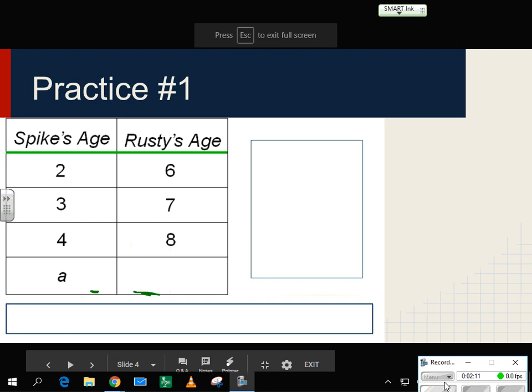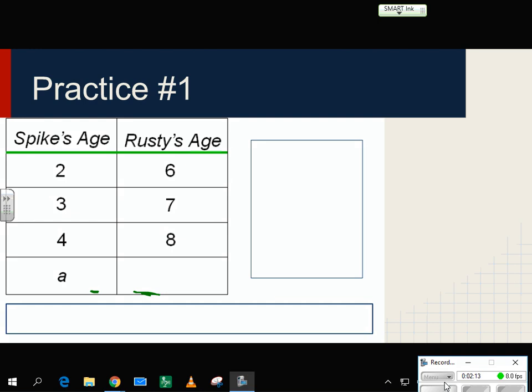So if we look here at this problem, we have to start looking for a pattern. Now if we look here at the pattern between Spike and Rusty's age, you can see we go from 2 to 6, 3 to 7, 4 to 8, and then we have the variable a down there for Spike, basically saying any number after 4, what's Rusty's age going to be? So you have to look for patterns. And here's where you use one of your 4 operations: adding, subtracting, multiplying, and dividing.